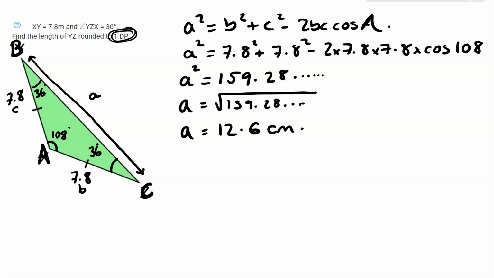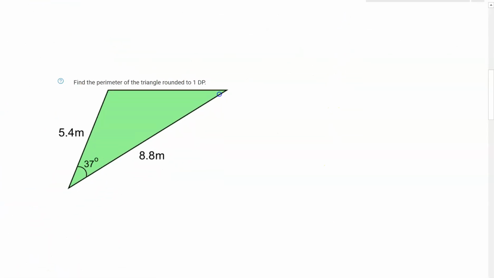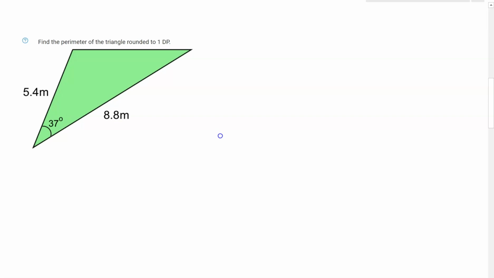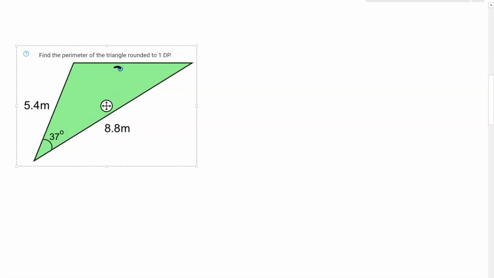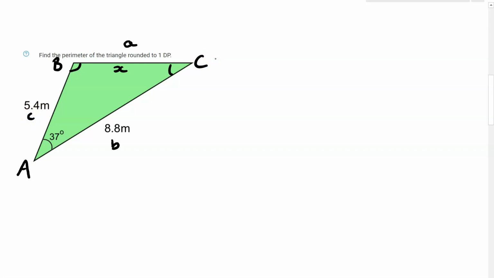Okie dokie. On to this one, perimeter. So we are looking to find this one here. So I'm going to make that one little a, which means this is capital A. Now I need to find, I'm going to put B here, so this is little b, and C here, so this is capital C.